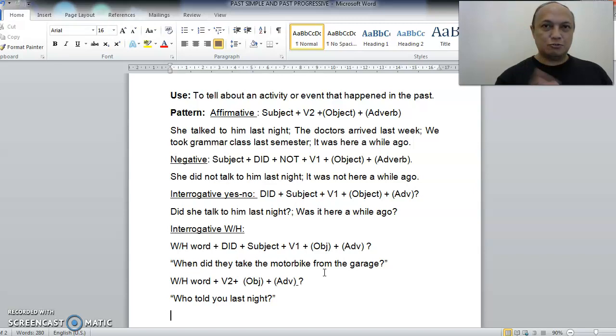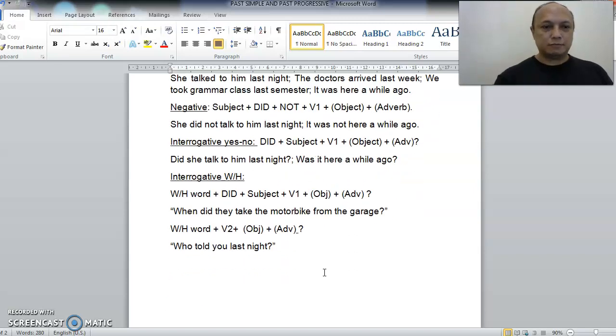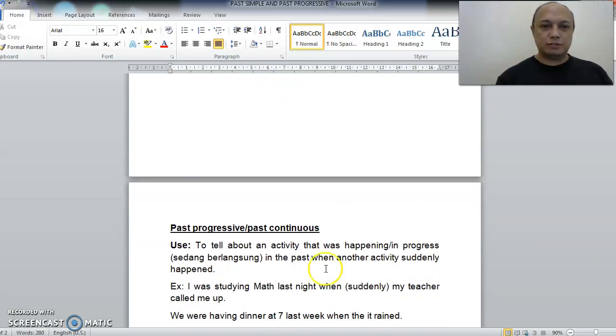Now let's continue to past progressive. Past progressive is also called past continuous. The use of this tense is to tell about an activity that was happening, yang sedang terjadi, that was happening, or in progress, yang sedang berlangsung, in the past. So it's something that was happening back in the past.